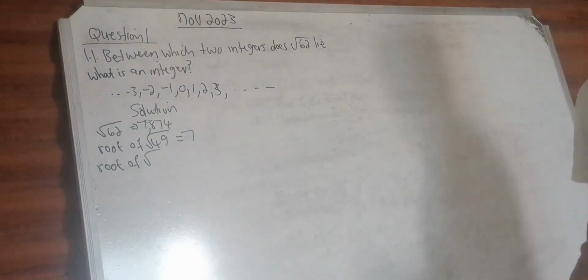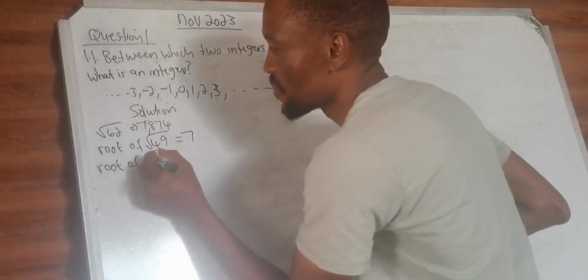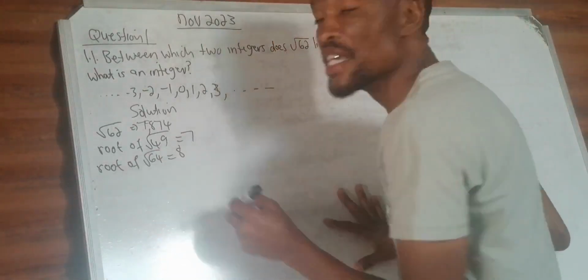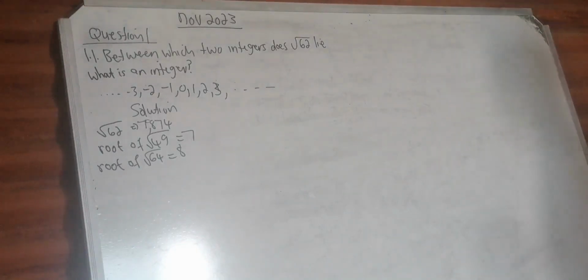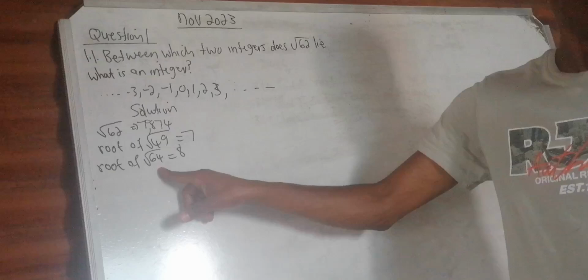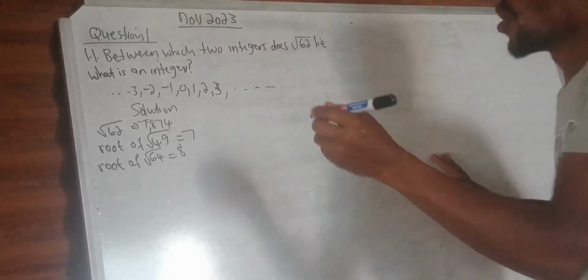64. That is the one: the root of 64. Again, because the square root of 81 is 9, the root of 64 is 8. So the number whose square root gives 8 is the root of 64.